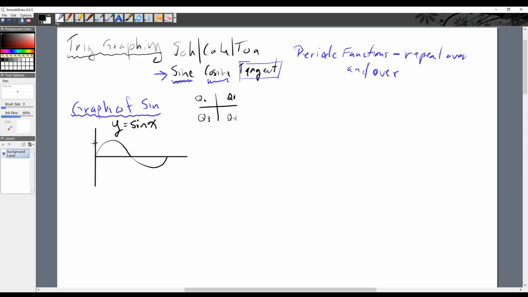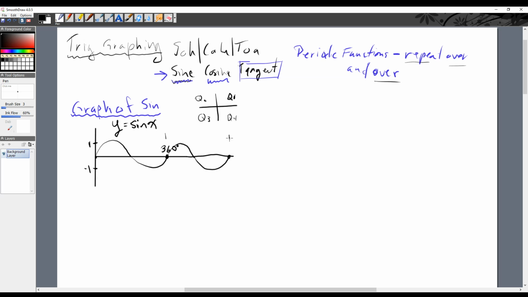What we have here is a maximum y value of 1 and a maximum negative y value of negative 1. From this point right here to this point right here, it's measured in degrees, and this is 360 degrees. I said it's a periodic function because it repeats over and over again. So even though I've stopped it here, the reality is this just keeps on going. If this is 360 degrees, to finish another complete cycle would be another 360 degrees.